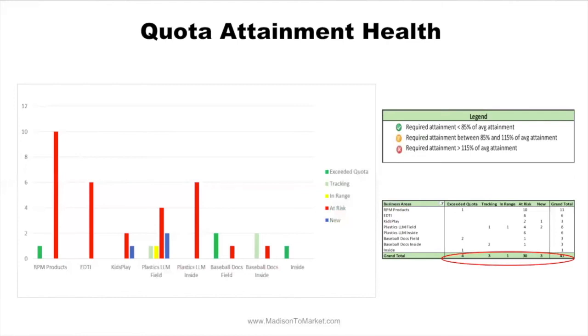If the required quarterly attainment is less than 85% of what they've been averaging, then the rep is deemed healthy and it's shaded in green, and you could label them as tracking, right? They need to close less than 85% of what they've been averaging every quarter. In this example, you see here 4 people have exceeded their quota already. 3 people are tracking, which means that their required attainment is less than 85% of their average attainment. 1 is in range. They need to close between 85% and 115% of what they've closed on average.